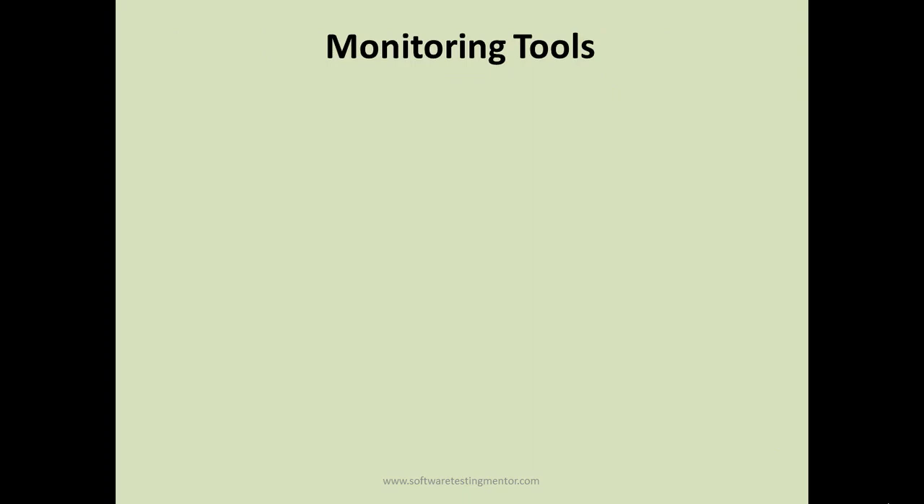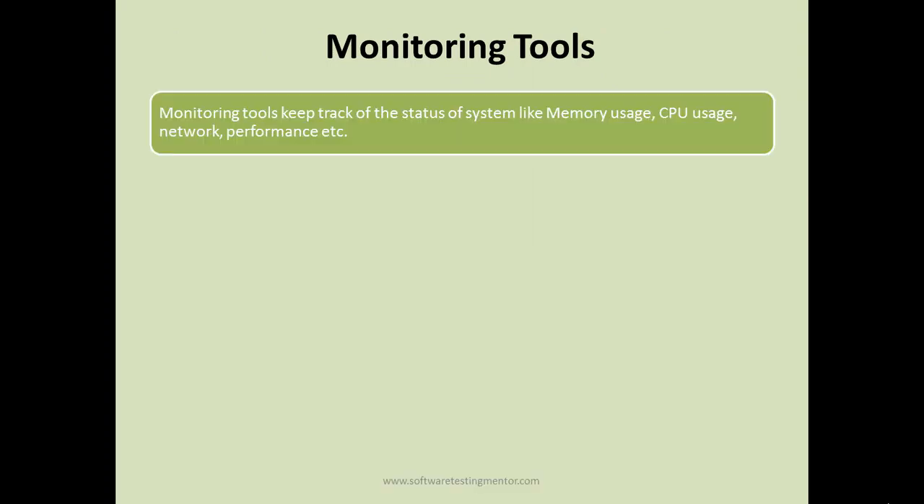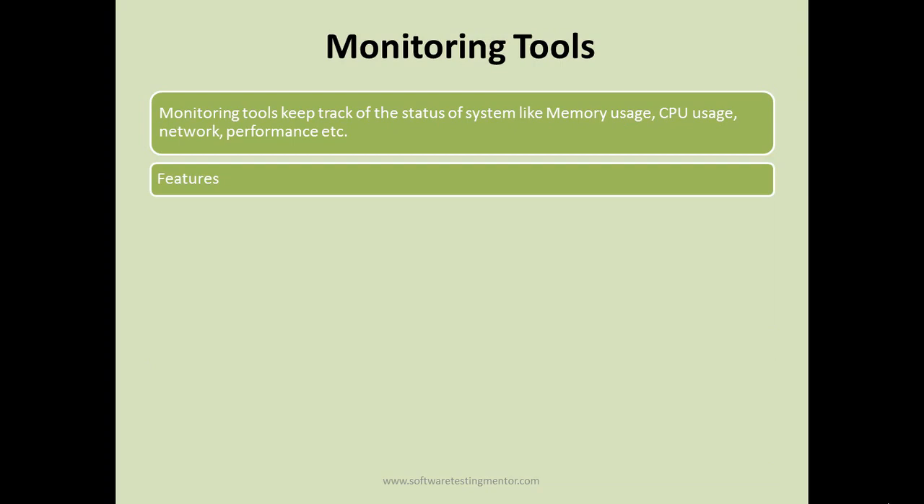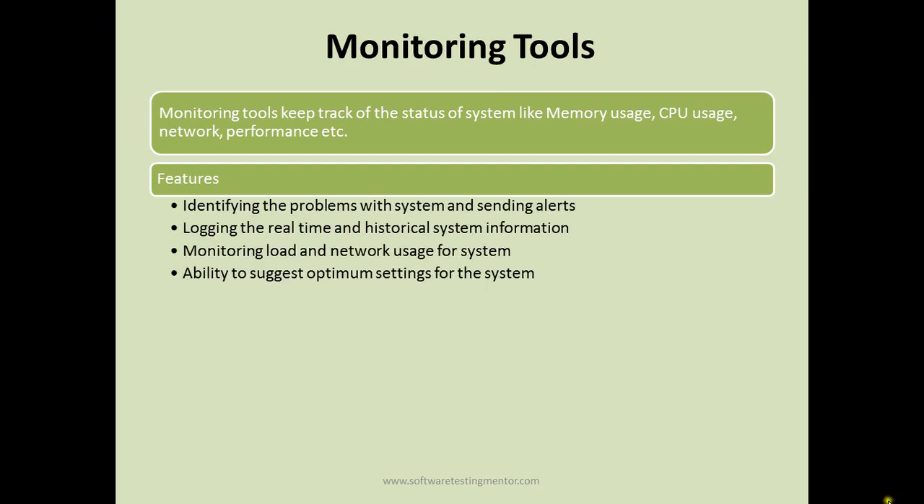Then the next set of tools is monitoring tools. Monitoring tools keep track of the status of the system, like memory usage, CPU usage, network performance, etc. These are mostly used to monitor system usage, memory usage and processor usage while the software is running. Features of monitoring tools are to identify problems with the system and send alerts. If there is high memory usage or high CPU usage, they send alerts.